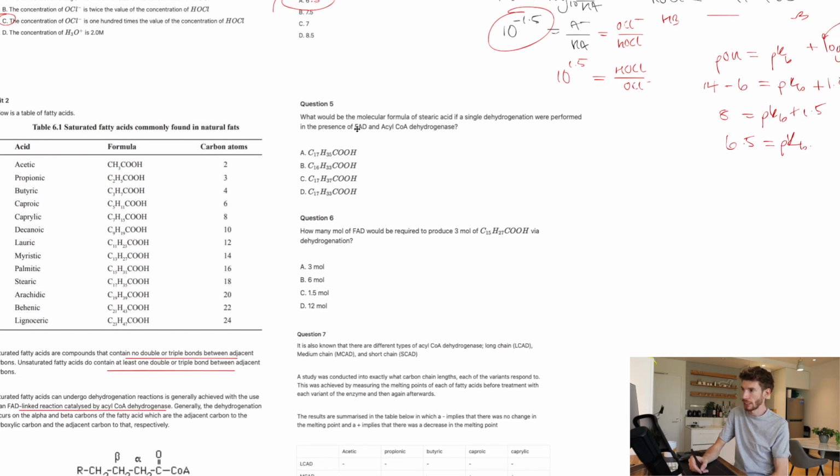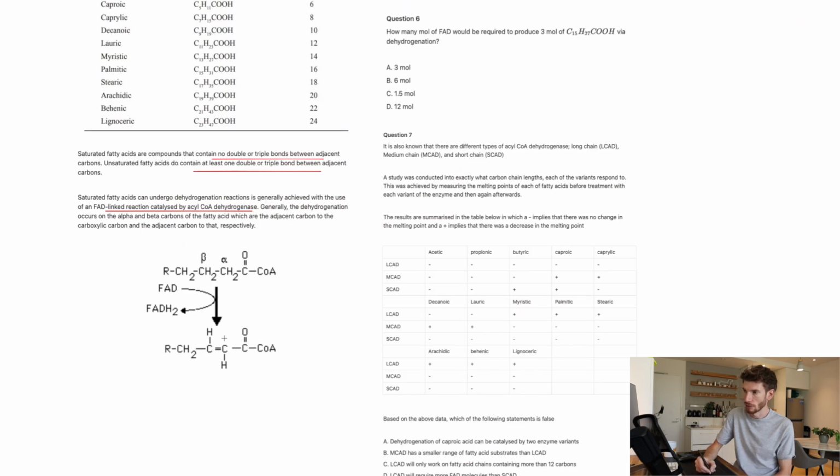Question 1 says, what would be the molecular formula of stearic acid if a single dehydrogenation were performed in the presence of FAD? They do this kind of thing. They'll give you an enzyme name or something, and because if they put it in every question, it's going to sound really long and lengthy, that just means another way to say this reaction pathway is happening. What do we get? In this case, what would be the molecular formula of stearic acid if it's undergone a single dehydrogenation? We can see that dehydrogenation adds a double bond and it removes a hydrogen from here and here. So we always lose 2 hydrogens for every double bond or every dehydrogenation.